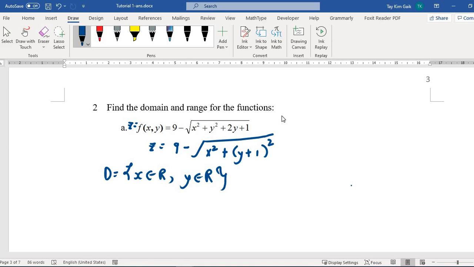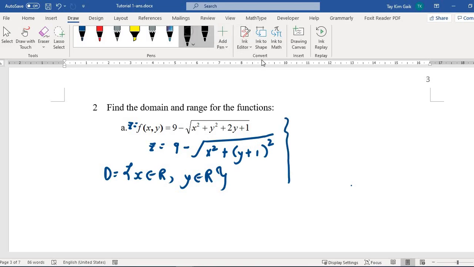Because of the x squared, x can take negative value, no problem. Of course can take 0, can take positive. Same with the y here. So no restriction at all. How about the range? Look at the range.